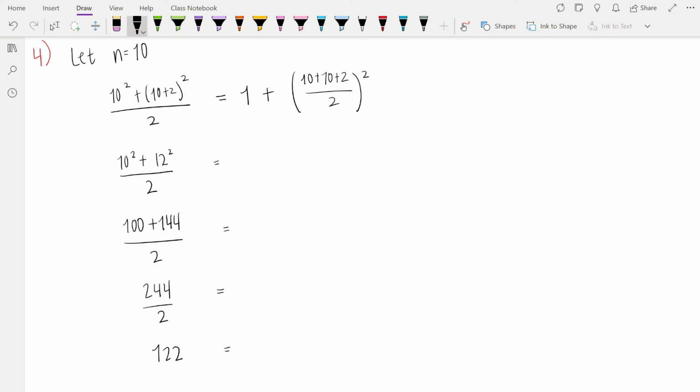Every line needs an equal sign, and we line up the equal signs. Mine are not super straight, but pretty close. And now I simplify the right-hand side. So 1 plus 10 plus 10 plus 2 is 22 over 2 squared. So this is actually a question mark. Does it work? Here I have 1 plus 11 squared. 1 plus 121 is 122. It does work. I did get the same thing on the left-hand side and the right-hand side.